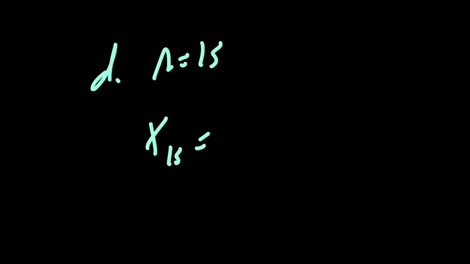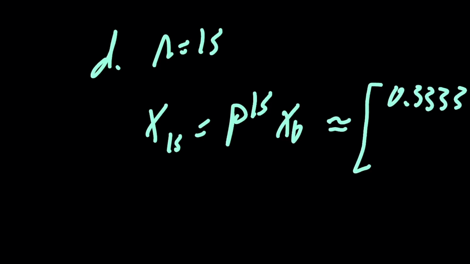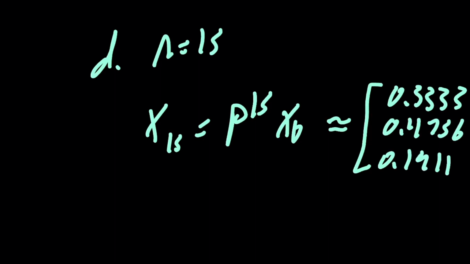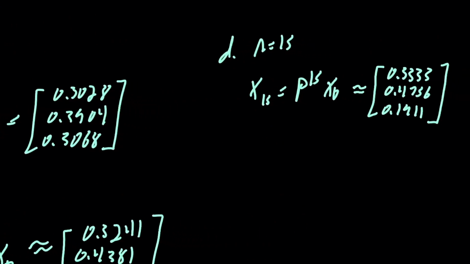So we're gonna let n equal 15 times the probability matrix to the 15th power times the initial state matrix. And you're gonna see that to do this by hand, it's gonna be a pain in the butt. But with a calculator, anything is possible, right? And there you have it. These are your projections after 15 years.